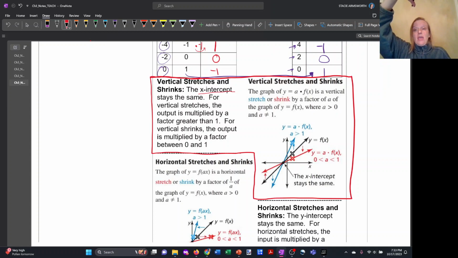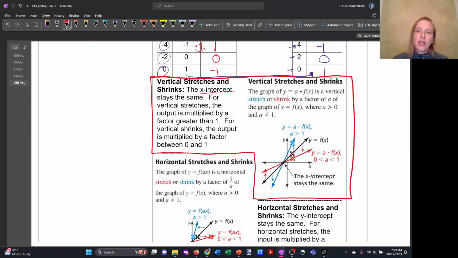A vertical stretch here is represented by the blue line. Just imagine that you've got silly putty or taffy and you're drawing the original black line vertically. And then a vertical shrink is when you compress in the y direction. That's represented by the red line here, where we've kind of flattened in the y direction.